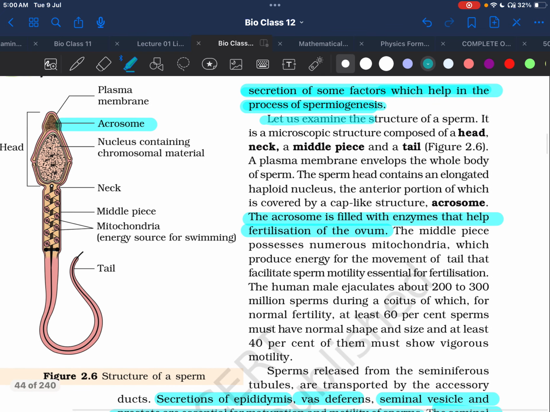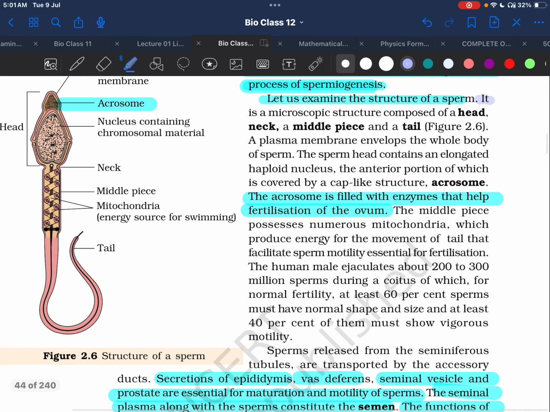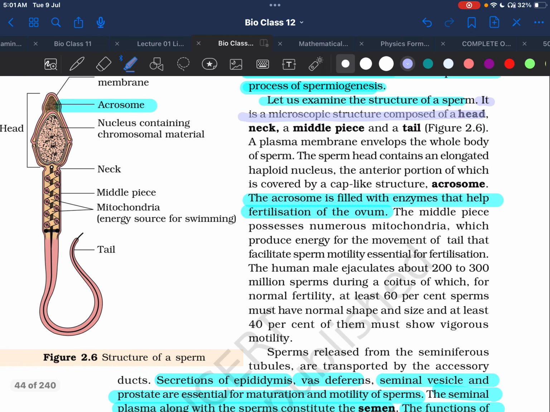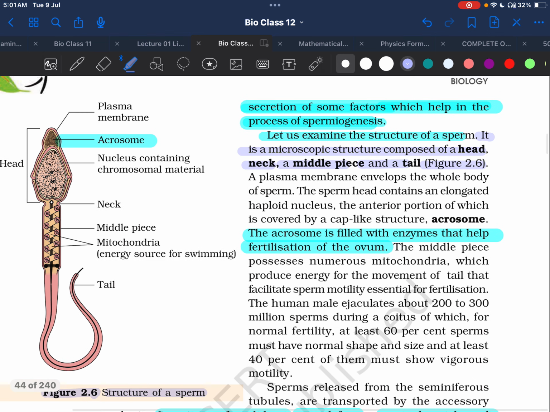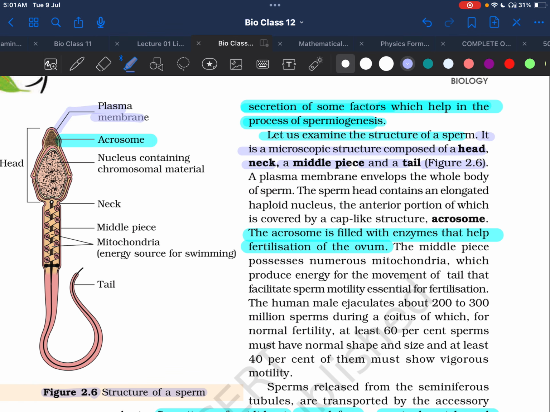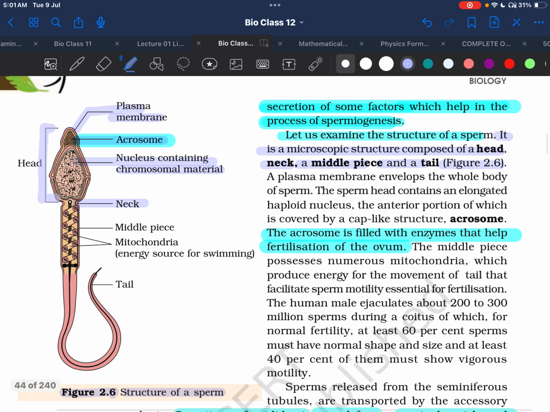Let us examine the structure of a sperm. It is a microscopic structure composed of a head, neck, a middle piece, and a tail. Figure 2.6: Structure of a sperm. Plasma membrane, acrosome, nucleus containing chromosomal material, neck, head, middle piece, mitochondria, energy source for swimming, tail.